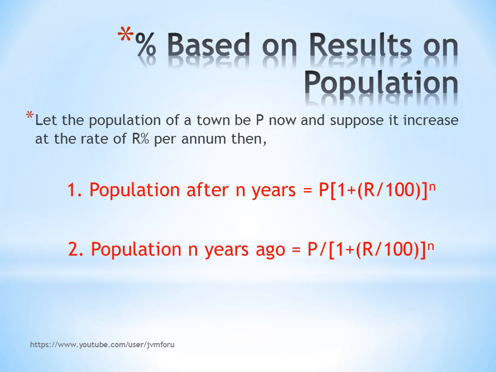Another terminology: we have to find out the percentage based on the result on the population. For the population of people, we need to find the percentage, when and in which year it is going to increase and in which year it is going to decrease. For that we also need to calculate after n years and n years ago, using this type of formula. You just see the window and see the formula. By using this formula we have to calculate the population percentages.